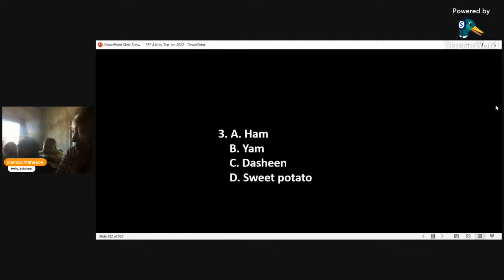Ham, yam, dasheen, sweet potato. Ham is the only meat. So it's the protein and the others are? The others are what? Carbohydrates. Yam, dasheen, sweet potato, they are starches. Yes, I love sweet potato.